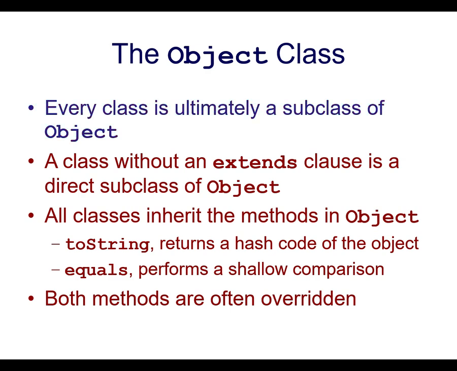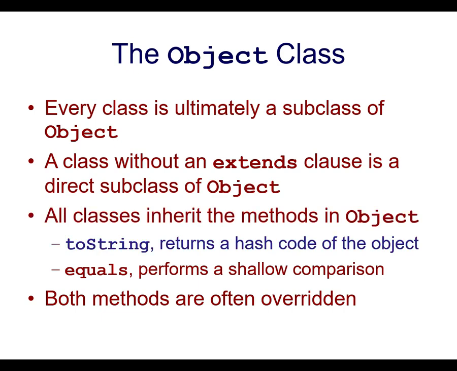The class object is the root of the inheritance hierarchy of all Java classes, so every class is ultimately a subclass of object. It is important to understand that even when a class does not have an explicit extends clause, it is understood that it extends object. So any class without an extends clause is a direct subclass of object. For that reason, all classes inherit all of the methods defined in object.